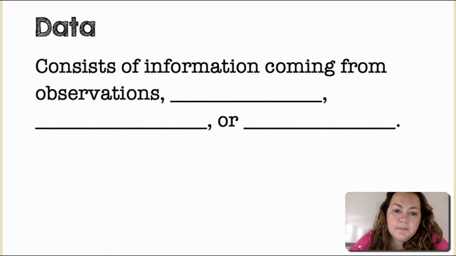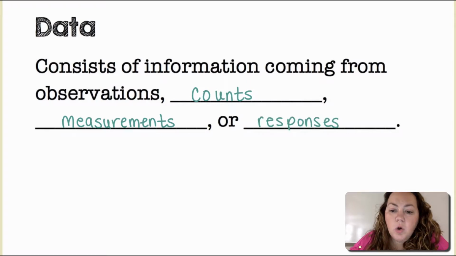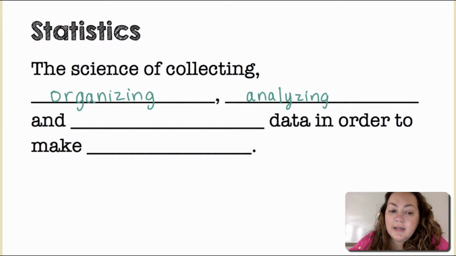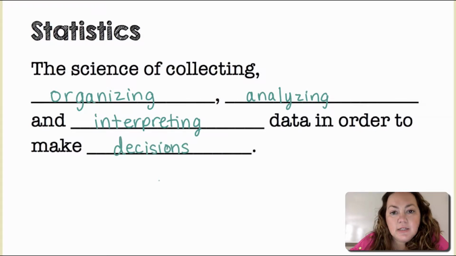So, data consists of information coming from observations, counts, measurements, or responses. So basically, it's just all the pieces of information that we're going to collect. So that's our data. A single piece of data is called a datum. Okay, so data is plural. All right, statistics: the science of collecting, organizing, analyzing, and interpreting data in order to make decisions.